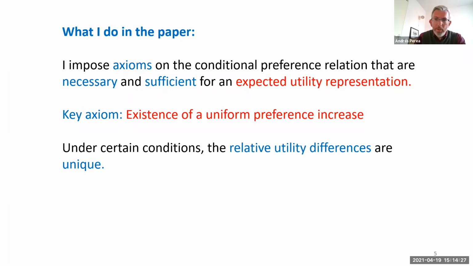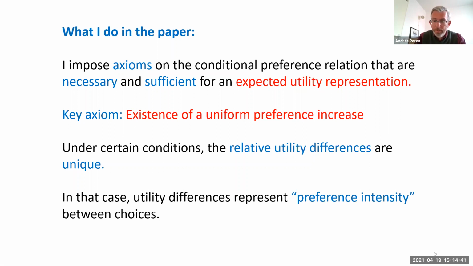And under certain conditions, we will also see that if we have such an expected utility representation, the relative utility differences will be unique. And this will enable us to give a concrete meaning to these relative utility differences. Namely, we could actually interpret them as preference intensities. So what do I mean by that? That the expected utility difference between a choice A and a choice B at a certain belief would then reflect the intensity by which you prefer choice A over choice B at this given belief. And this preference intensity could also be negative, which would simply mean that you would prefer B to A rather than A to B.